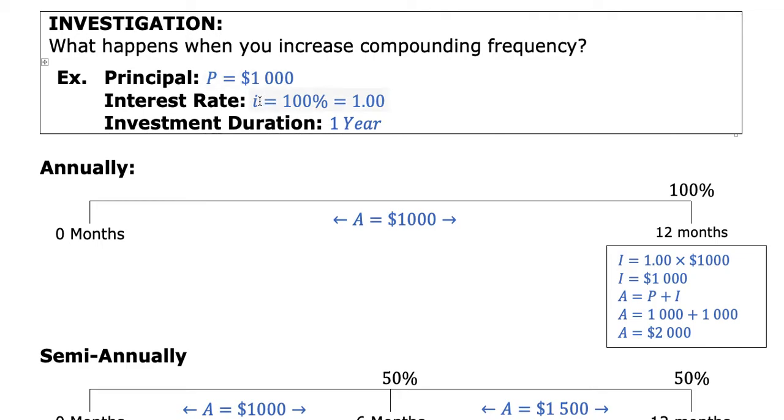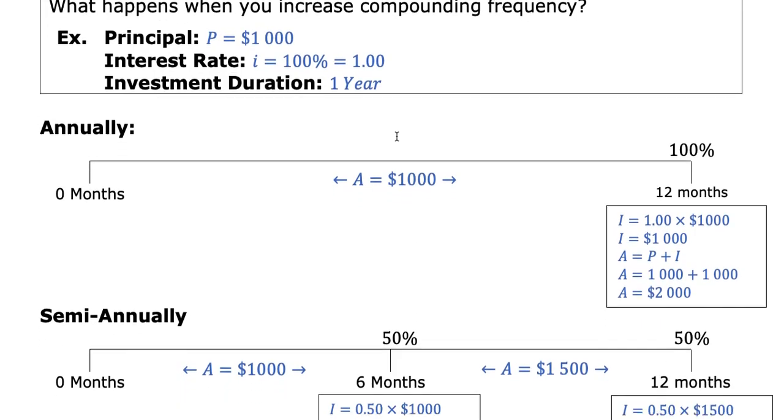Our interest rate is 100%. As a decimal, that is 1.00. Remember that percent is a rate per 100, and this is the equivalent decimal value. And we can use decimal values to calculate a percent of a number by multiplying the decimal value times the amount. In each case, the duration is going to be 1 year of an investment, but we'll be adjusting the compounding frequency.